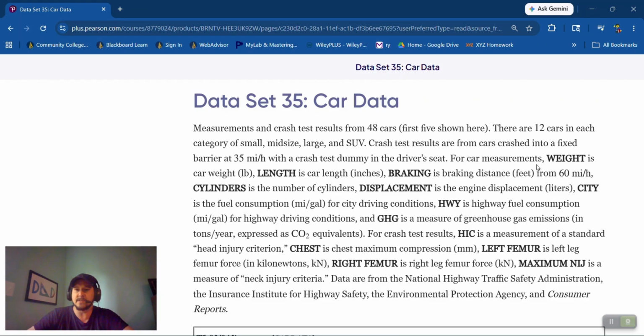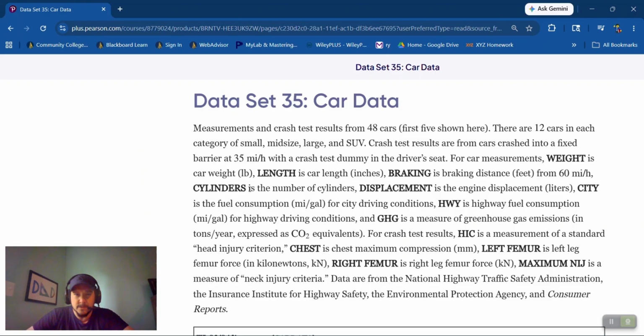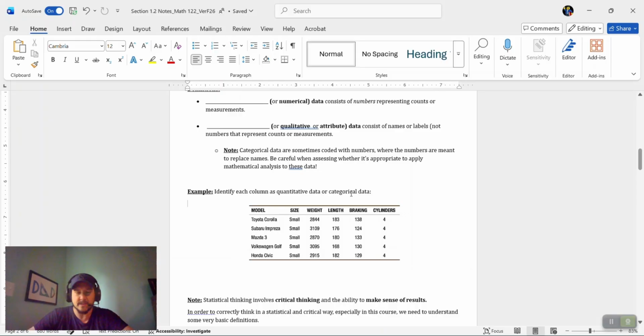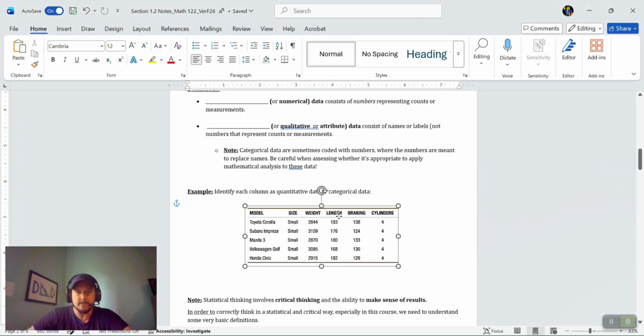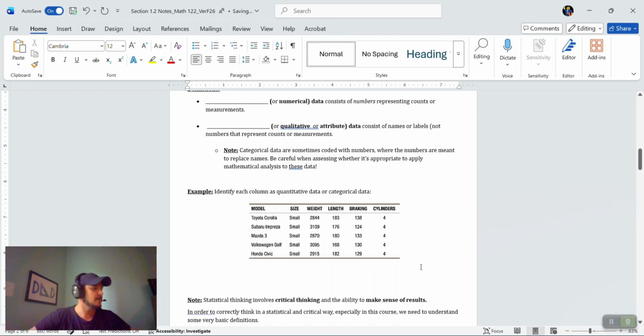Whereas everything else, you can see it has units of measurements to it. So pounds, inches, feet, so on and so forth. City stands for the fuel consumption, miles per gallon. Highway, same thing, except for freeway driving, and so on and so forth. All right. And let's see, cylinders is the number, so that's pretty obvious there. So I think that would really help them to separate out the difference between categorical and quantitative data.